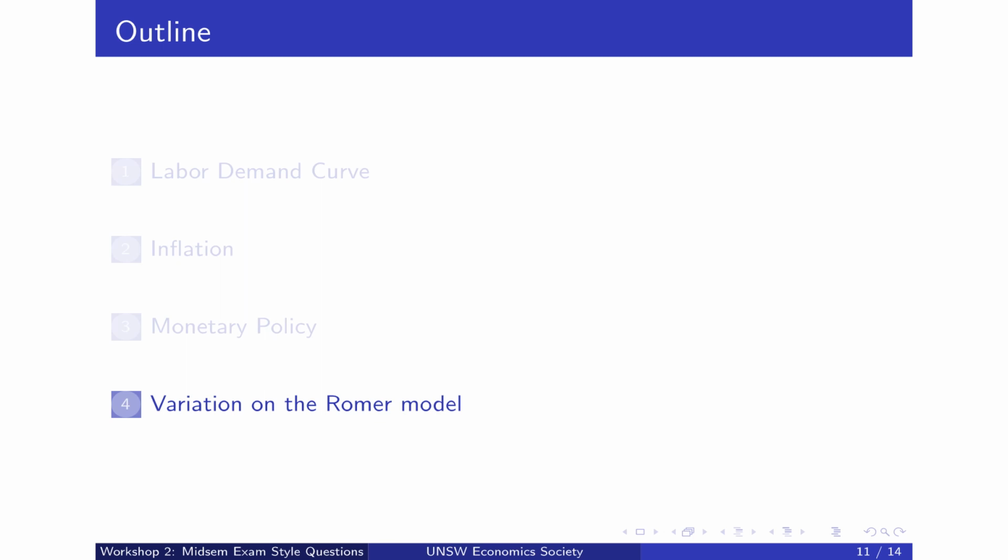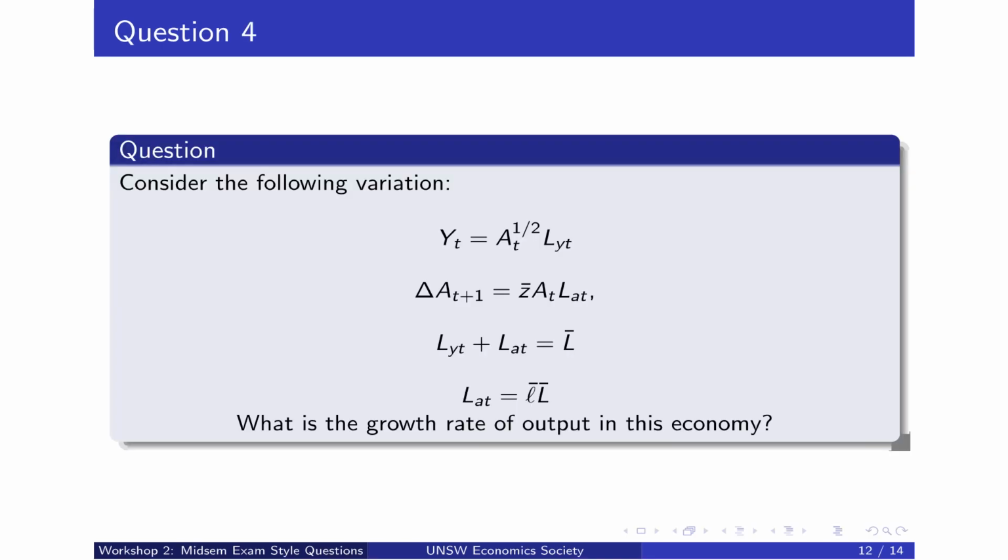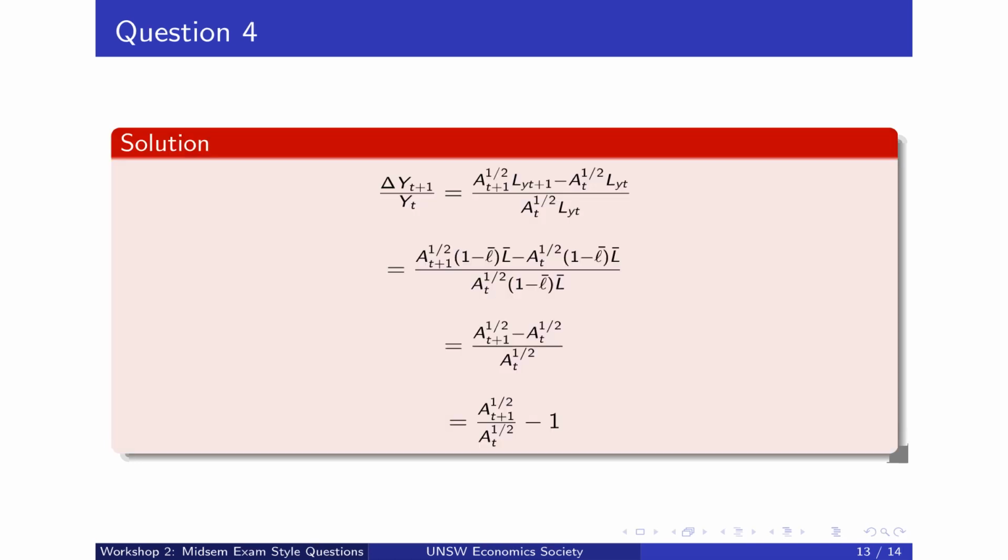Our last question will cover variations on the Romer model. Question 4. Consider the following variation to the Romer model. What is the growth rate of output in this economy? This question is asking for the growth rate of output. This is given by the change in Y_{t+1} divided by Y_t, which is your output.